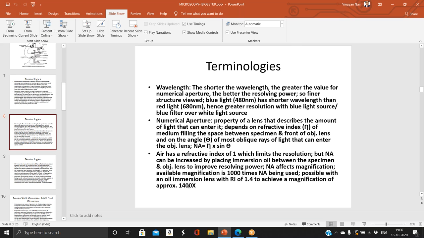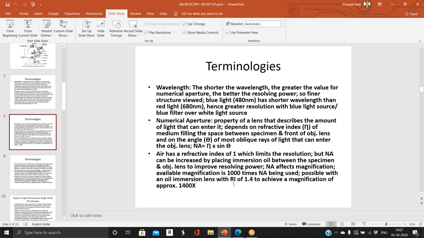1400x, which means air has a refractive index of 1. So using air, the maximum magnification possible is 1000x. Whereas when we are using immersion oil with a refractive index of 1.4, instead of 1000x magnification, we can achieve a magnification of 1400x.